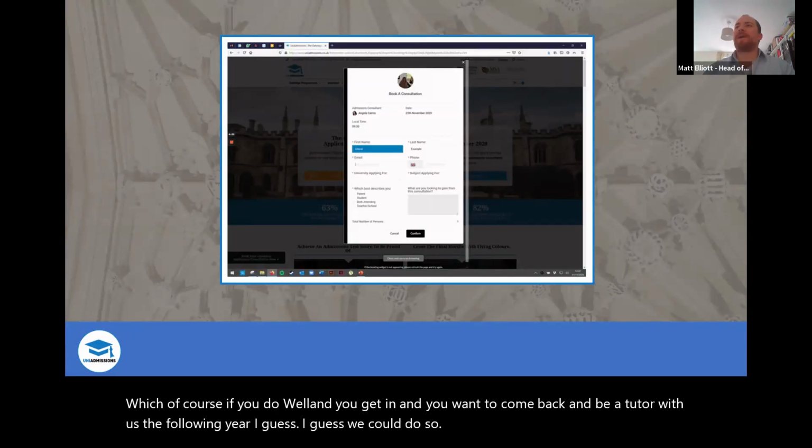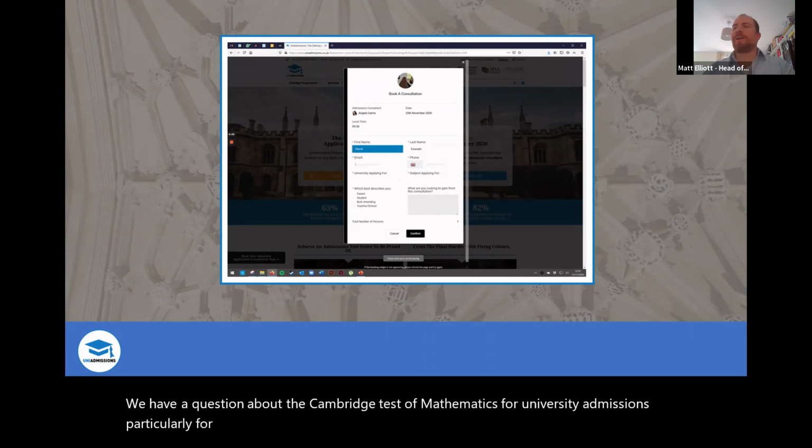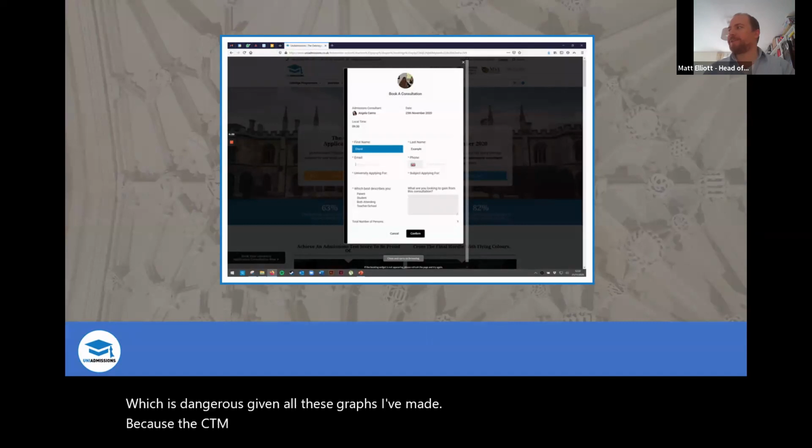We have a question about the Cambridge Test of Mathematics for University Admissions, particularly for computer science. Rohan, I don't know anything about maths, which is dangerous given all these graphs I've made, because the TMUA is much harder than the stuff I do in Excel. We'll be preparing students for that specifically, right?